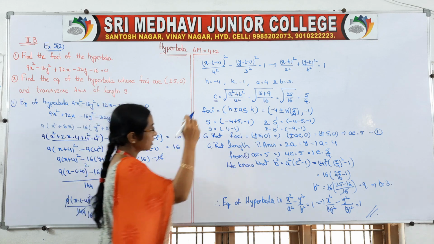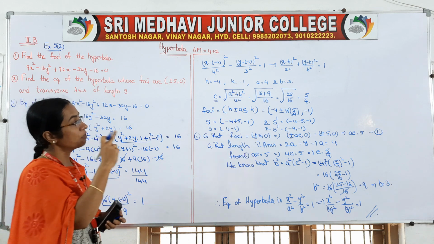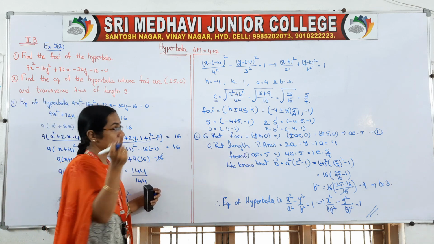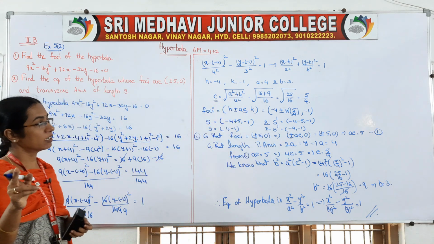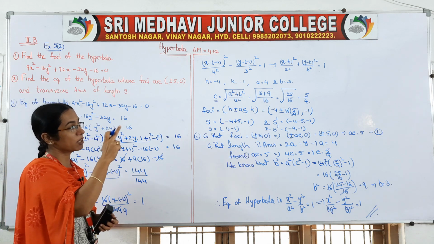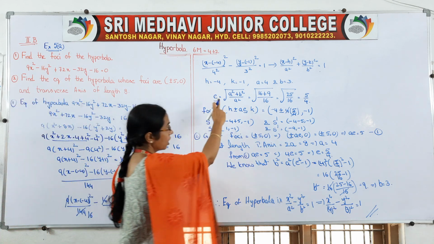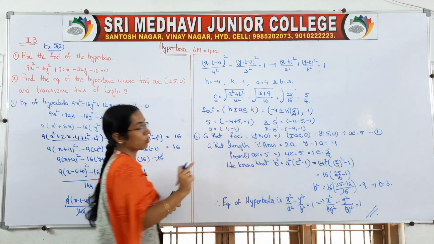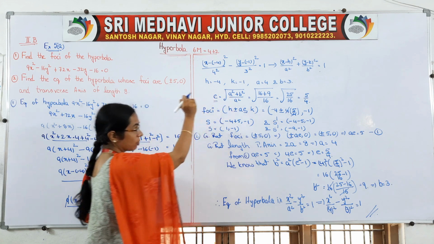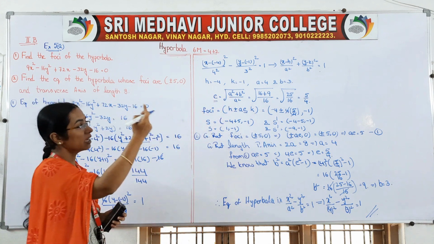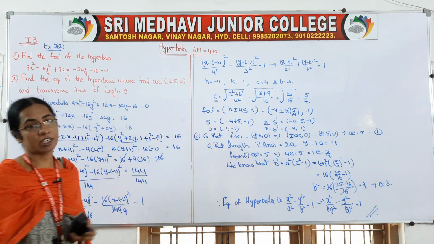So what is the eccentricity for the third case? Root of A square plus B square by A square. If it is the fourth case, then downwards will be B square. So for the first and third case, eccentricity is root of A square plus B square by A square. For the second and fourth case, the eccentricity formula is root of A square plus B square by B square. Okay. Be careful. If right side 1 is there, you will get this as the formula of eccentricity. If right side minus 1 is there, you will get the eccentricity formula as root of A square plus B square by B square.